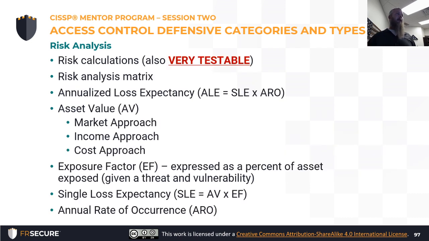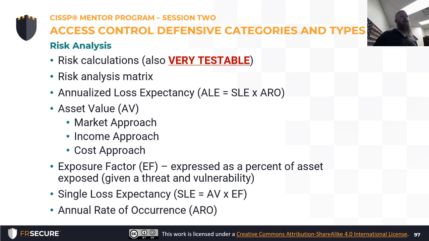There are 2 types of risk analyses. This is also very, very testable. It's great that we save it right till the end for you guys. Risk analysis matrix. That's just a matrix used for qualitative risk analysis. It's a bunch of boxes, and you've got risk or threat here, likelihood here, and you plot things, and wherever it plots, that's your risk analysis matrix.